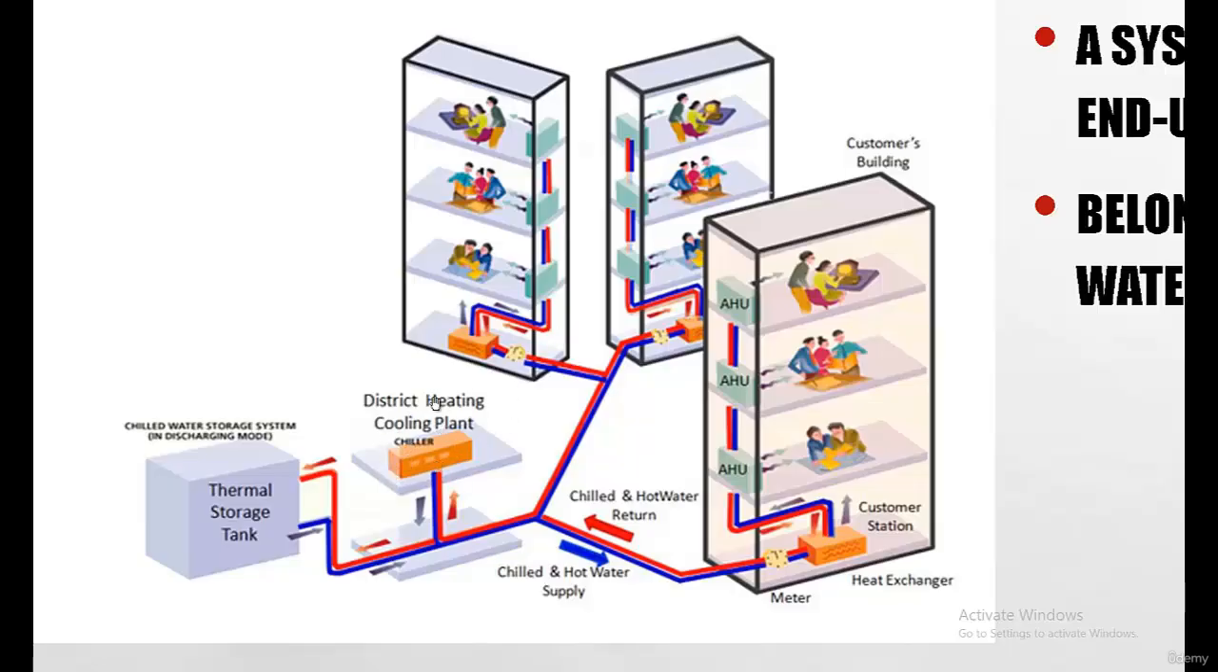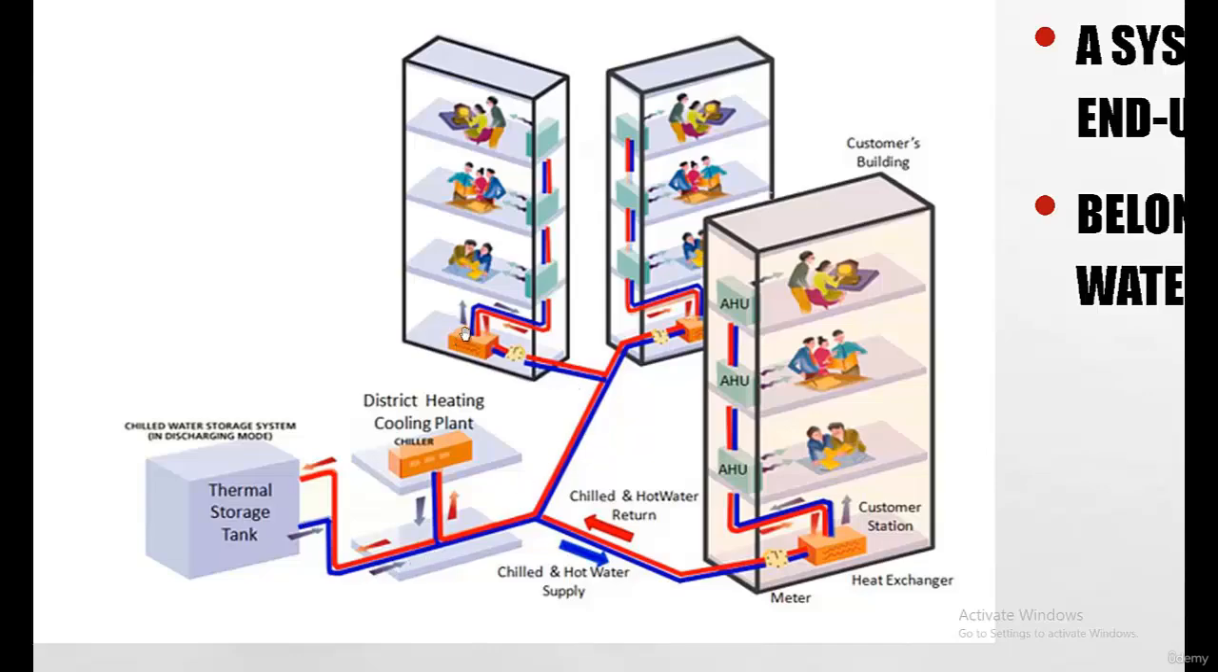In winter we can use a boiler for heating of the plant, and in summer we can use a chiller for cooling of water. After cooling, we supply this water with the help of a pump to a thermal storage tank, and from this thermal storage tank we can supply water to the air handling units.